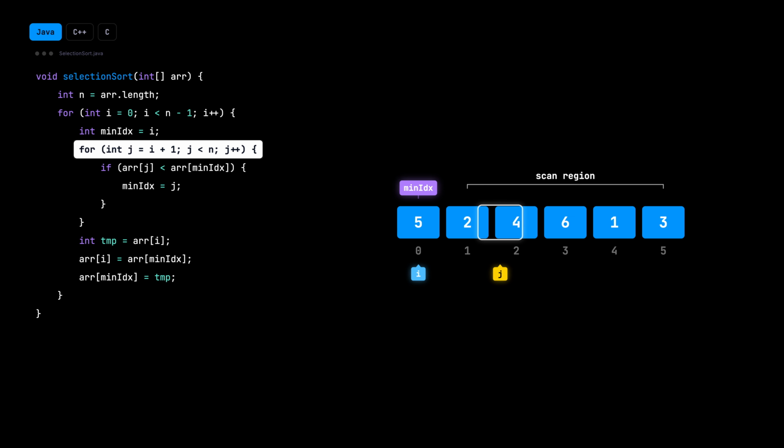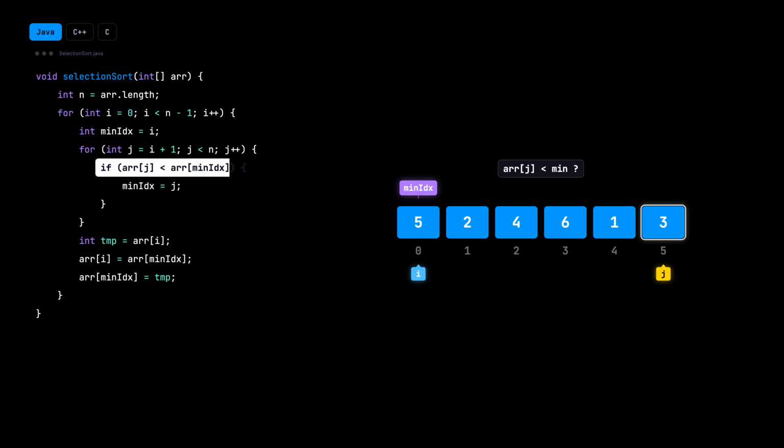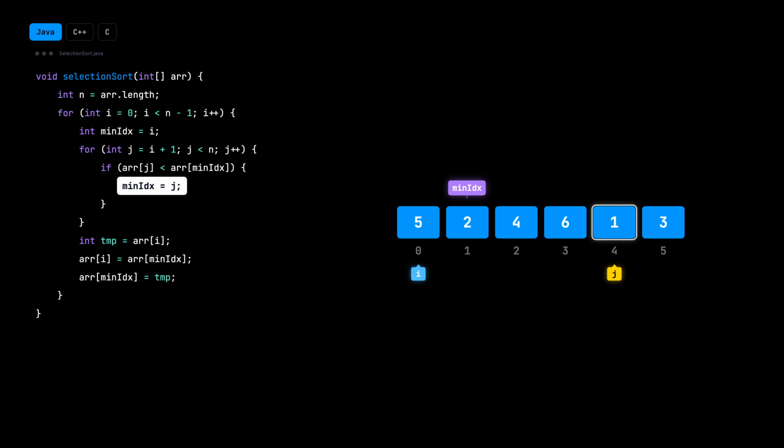The inner loop sends j across the rest of the array, from i plus 1 all the way to the end. For each j, we ask one simple question. Is this element smaller than the smallest we've seen so far? If it is, we remember where it lives by moving min_idx to j.